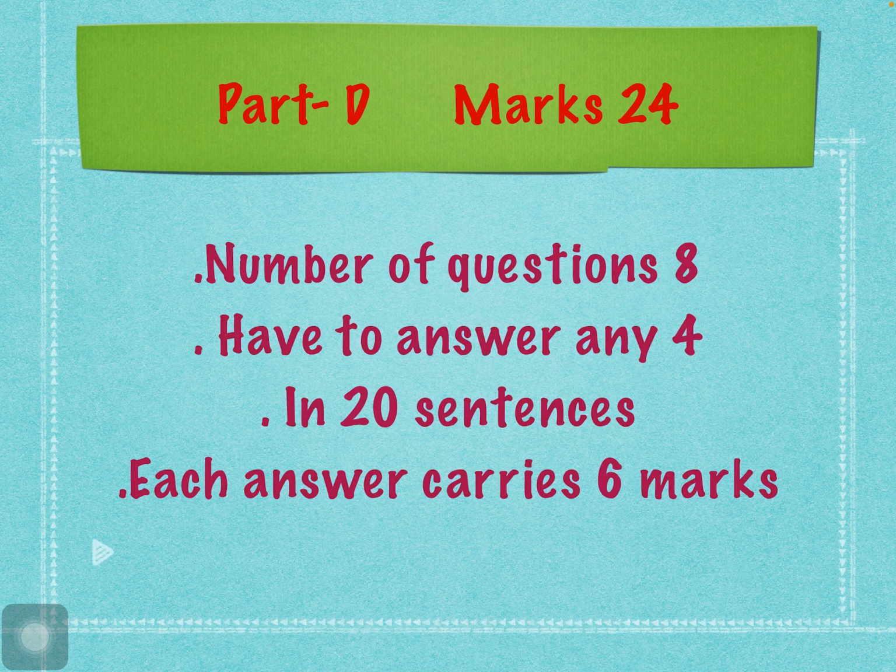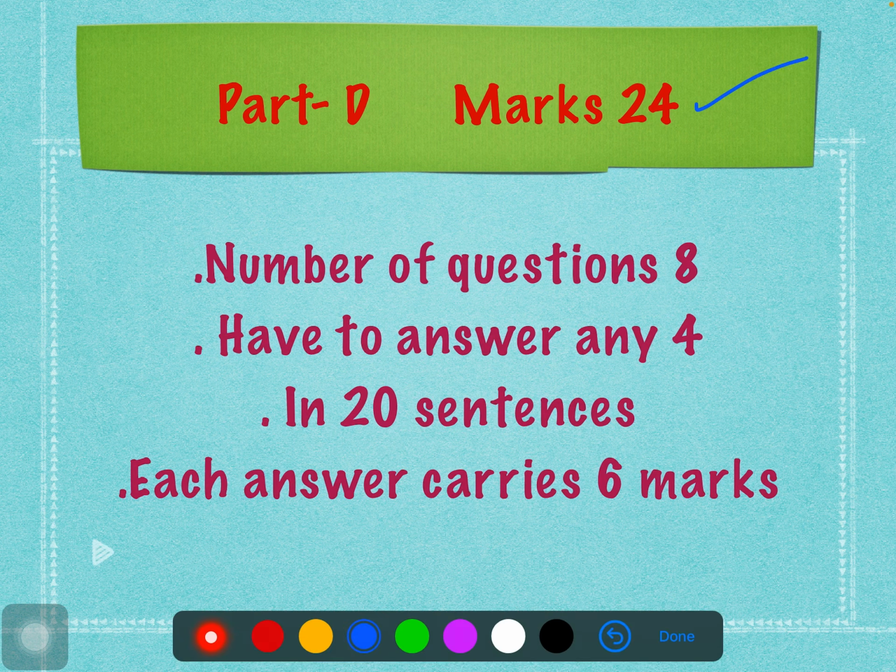In that, you're going to gain 4 marks for each right answer. And the next main, which is Part D, by writing only Part D, you can score 24 marks. The number of questions you're going to get is 8. Out of 8 questions, you have to answer only 4. That means you have 4 extra questions. So this is also very helpful to skip a few of the chapters.